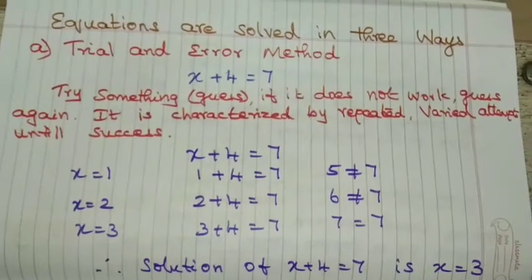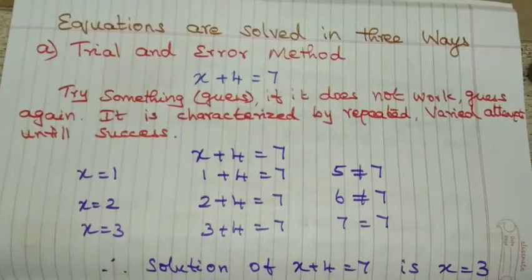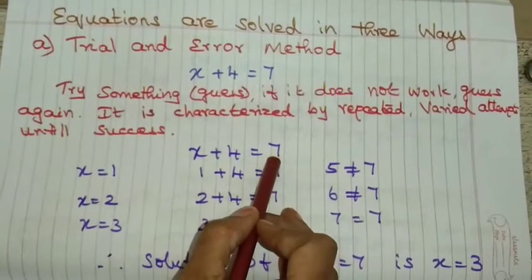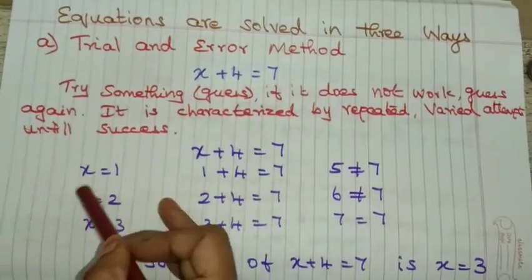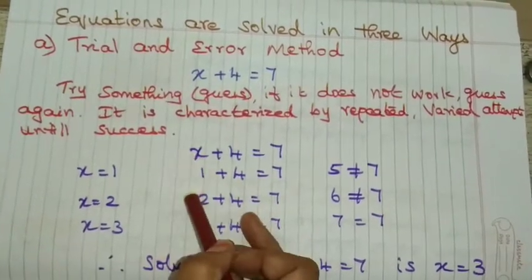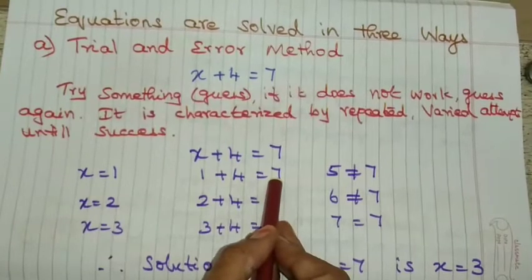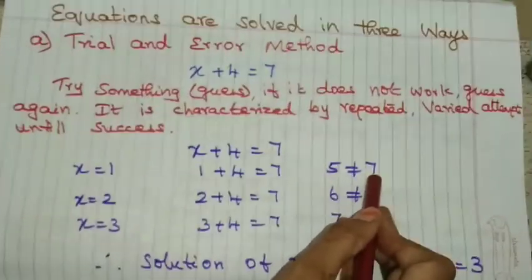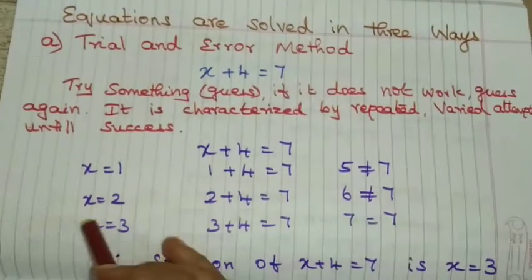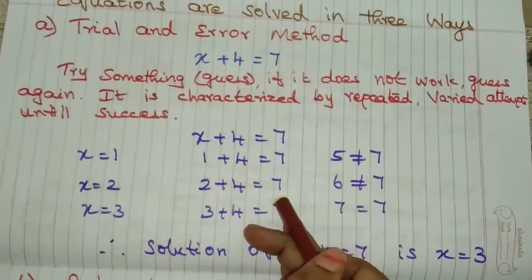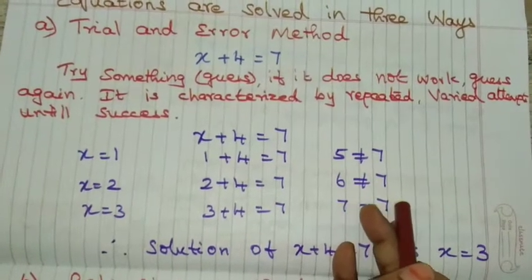Here you are given an equation: x plus 4 is equal to 7. So what will I do? I will keep trying. First number I will take it as 1. In the place of x I will substitute 1. So 1 plus 4 is what? 5. That is not equal to 7. So the value of x is not 1. Now I will go for the next number 2. 2 plus 4 is 6. 6 is not equal to 7.